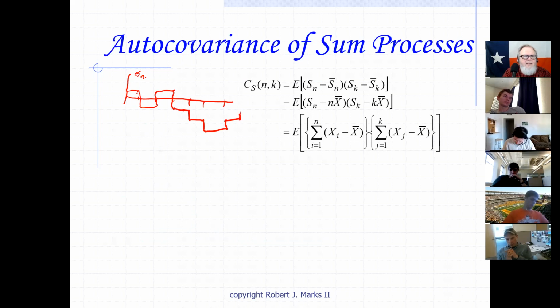I don't know, something like this. And let me use S sub m here, where S sub m is equal to the summation of L equal to 1 to m of the X sub L's, if that's okay. Now, what we're going to do is look at this process, first of all, for m equal to n. Then we're going to look at this process for m equal to k. And so we're going to have this random variable versus this random variable.